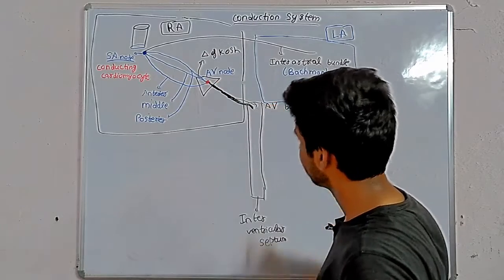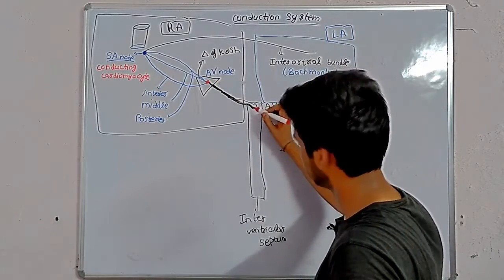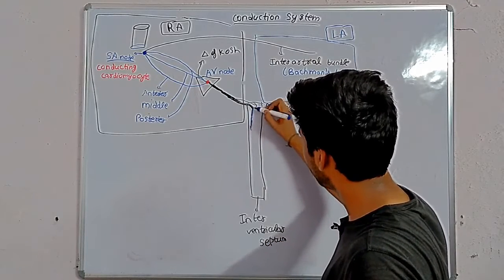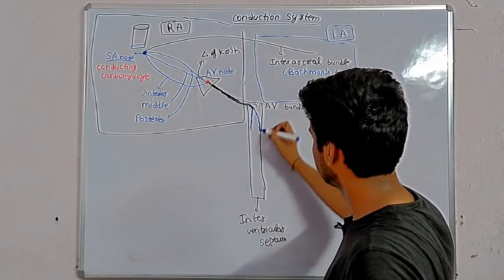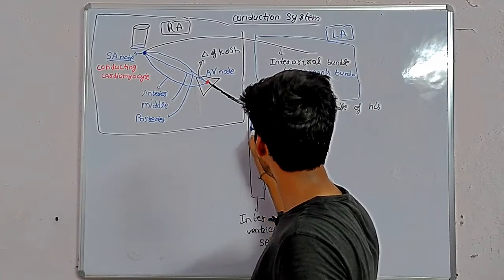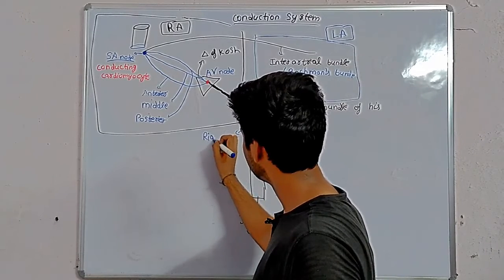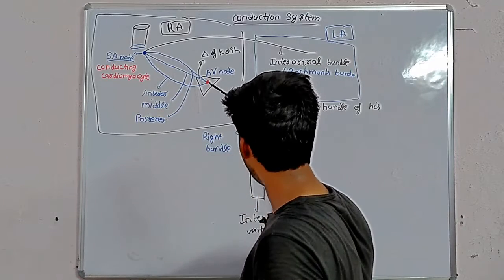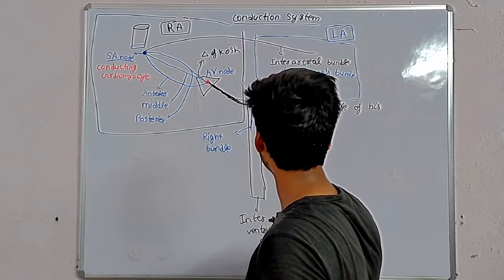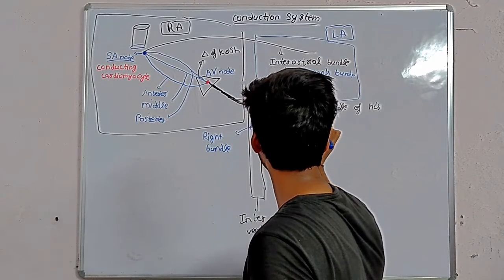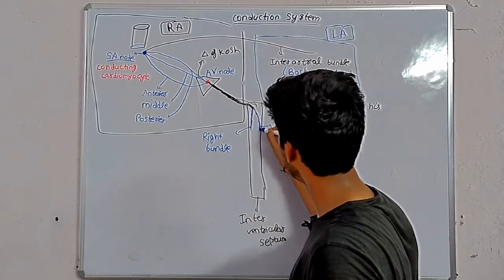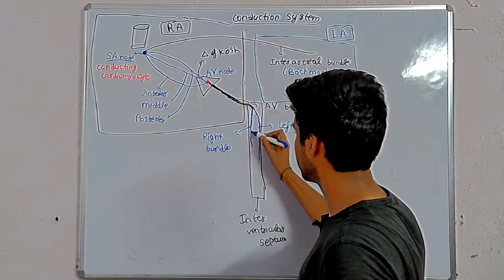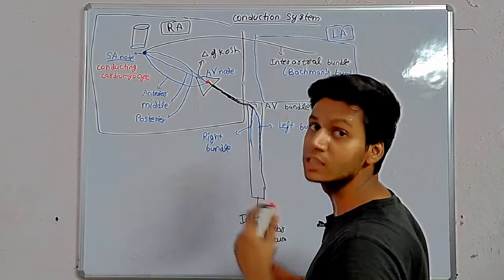Then on this side, it divides into two bundles: the left bundle and the right bundle. This is the right side, so this is the right bundle, and this is the left bundle. Then it travels down towards the apex, near the apex.